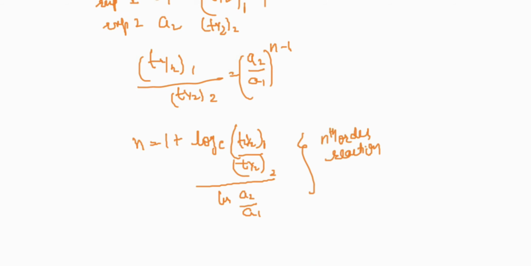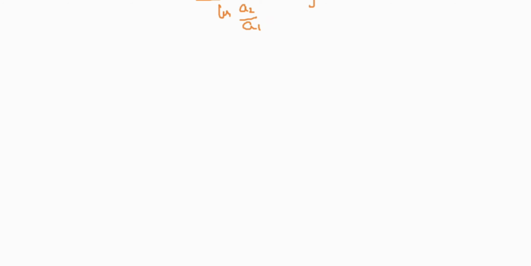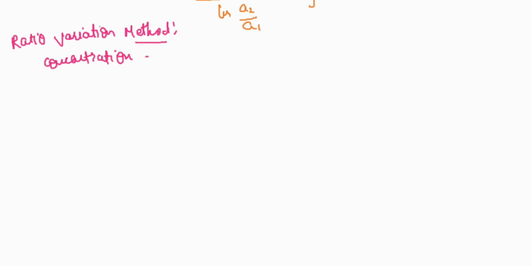Again, we have another method, the last method, which we call the ratio variation method. This is an important method. In the ratio variation method, the concentration of the reactant changes in a definite ratio.